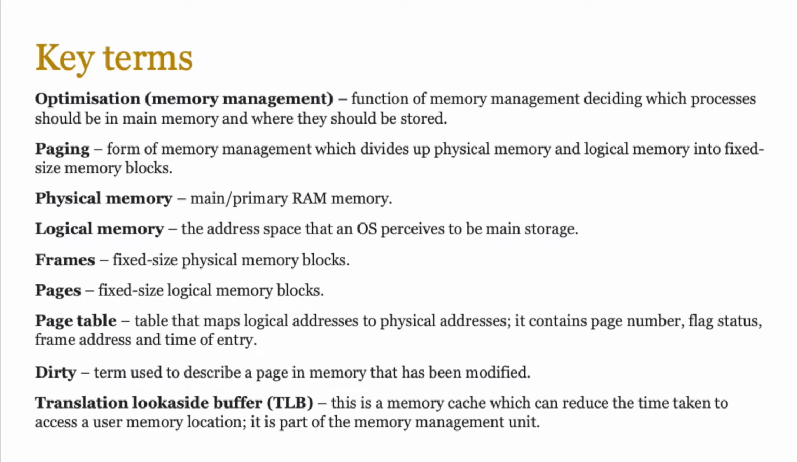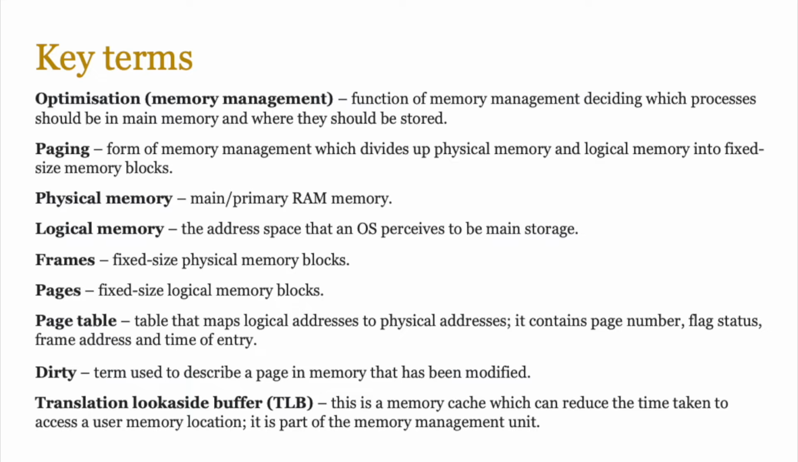So you get an extension list where you can say, well, okay, if you had 1 to 1000 addresses of the physical RAM or the physical memory, you can then extend that from 1000 to say 10,000 of the logical version. So you can use some of that hard drive space or the SSD space to create a pseudo kind of RAM. Now, the page table can also contain other data such as page number, flag statuses, frame addresses, and time of entry perhaps, but we'll look at all of that in due course.